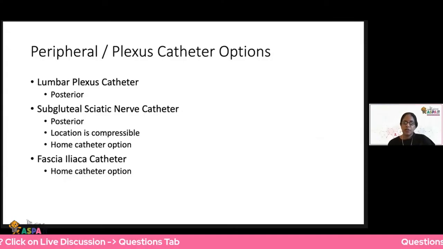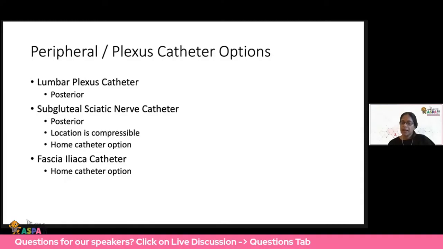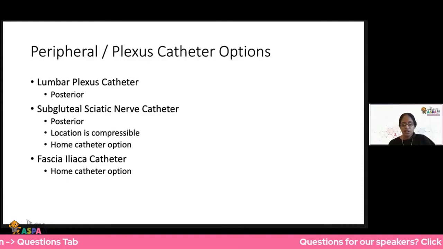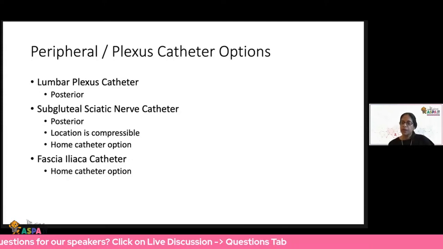To cover for sciatic coverage, a good option would be a subgluteal sciatic nerve catheter. This would again be posterior and out of the surgical field and is in a location that is compressible. Additionally, it is an option for us as a home catheter option if she would wish to go home with an elastomeric pump to provide additional pain relief in the days after surgery.